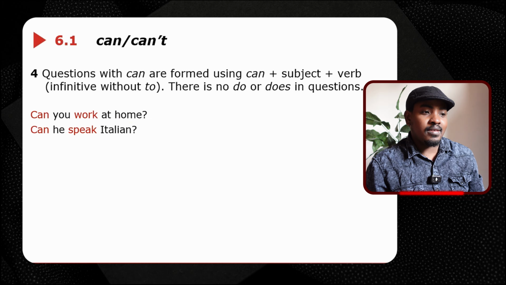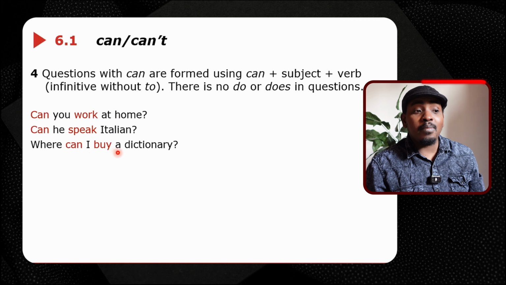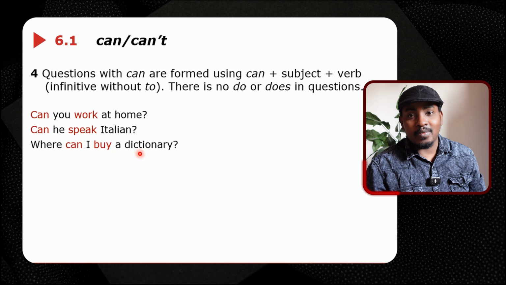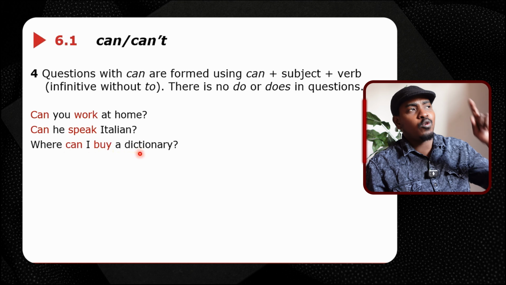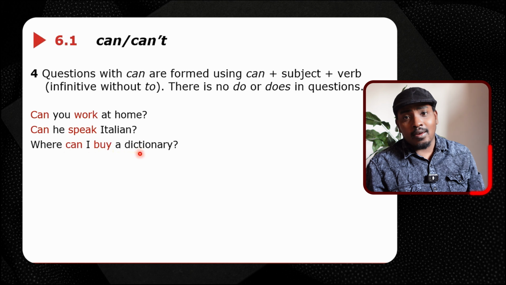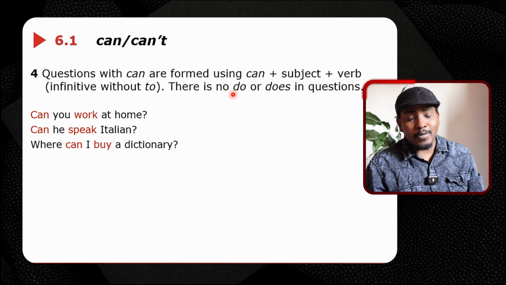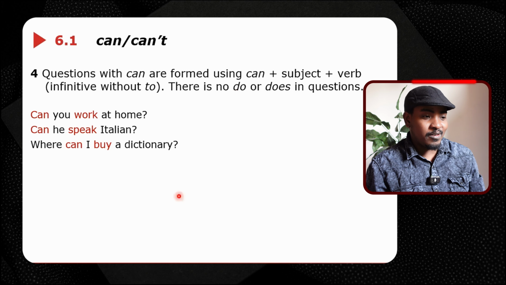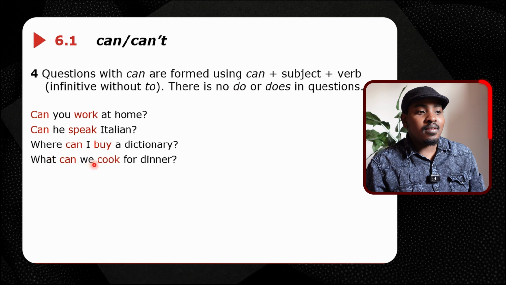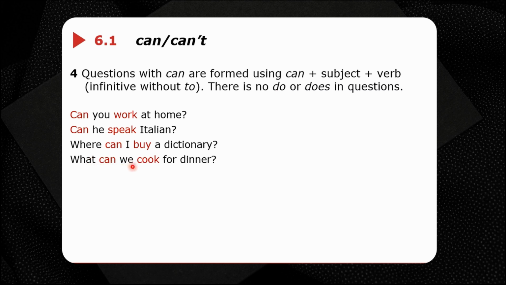Okay, next. Where can I buy a dictionary? Where can I buy a dictionary? Oh, you can buy a dictionary. Maybe you have to go to Jarir bookstore. I don't know. Okay, we can. Oh, what can we cook for dinner? You can cook kapsa, maybe.